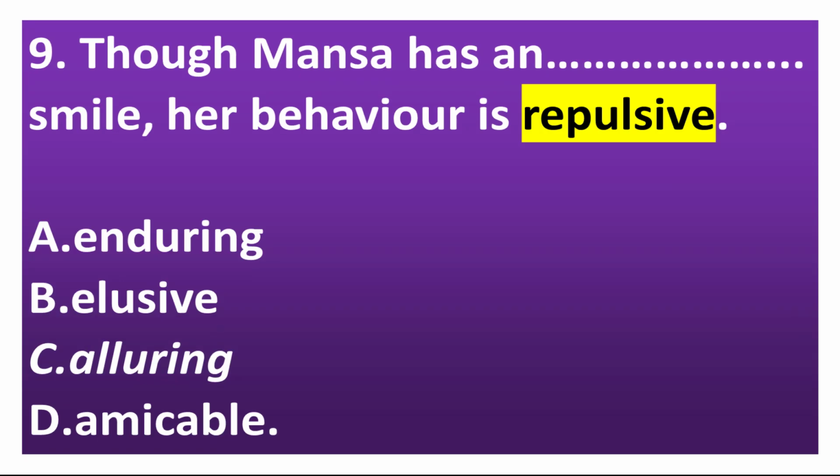Question 9. Though Mansa has an dash smile, her behavior is repulsive. A. Though Mansa has an enduring smile, her behavior is repulsive. B. Though Mansa has an elusive smile, her behavior is repulsive. C. Though Mansa has an alluring smile, her behavior is repulsive. D. Though Mansa has an amicable smile, her behavior is repulsive. The correct answer to this question is C. Though Mansa has an alluring smile, her behavior is repulsive.